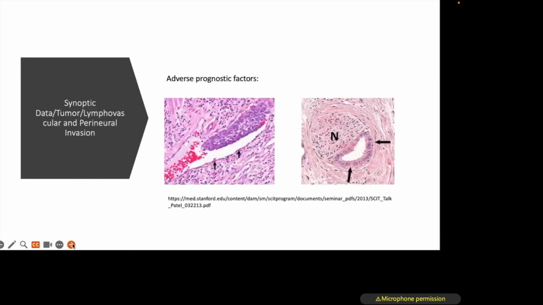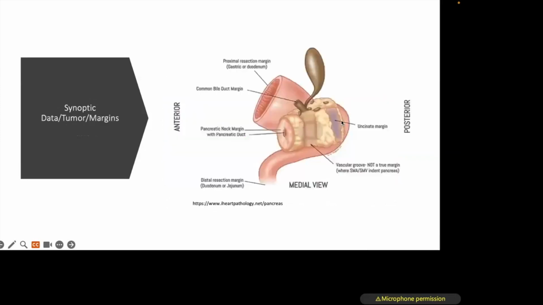Okay, so we talked about adverse prognostic factors, and we talked about lymphovascular and perineural invasion. So when we say positive for lymphovascular invasion, it means the tumor is in the blood vessels. So once the tumor is in the blood vessels, that means it can spread anywhere in the body. It can go to our regional lymph nodes, or it can go past them to other organs. Perineural invasion means the tumor, as we see here, is involving the nerves. And this is a nerve right here.